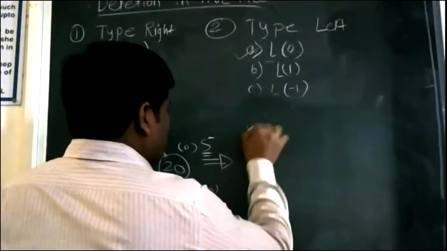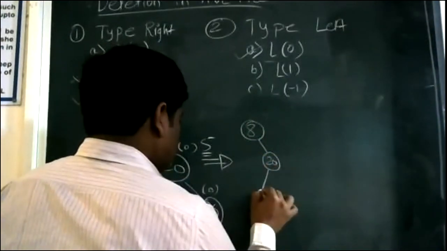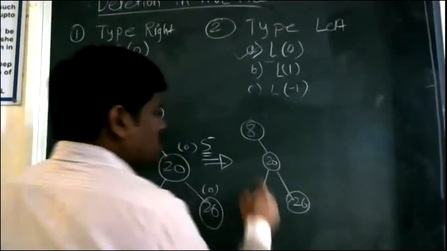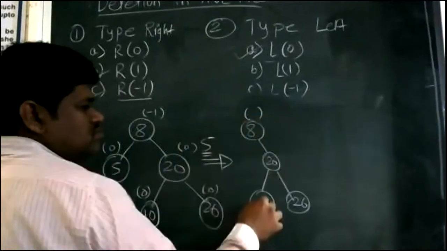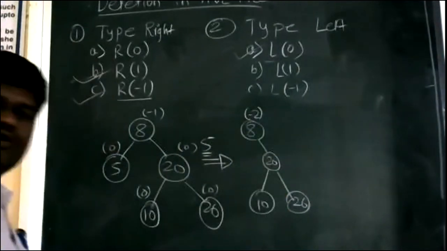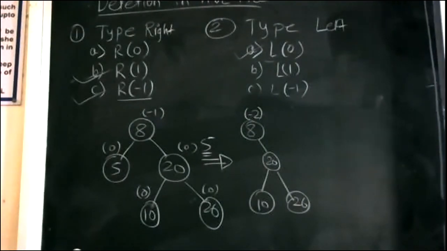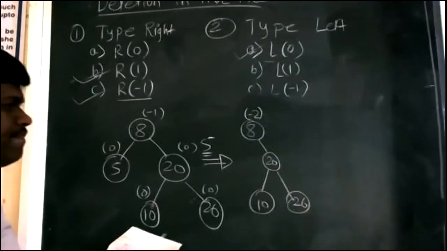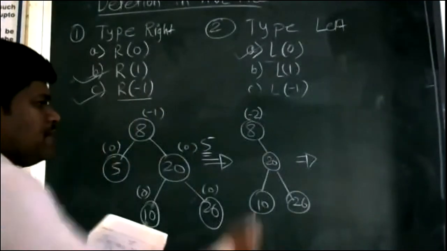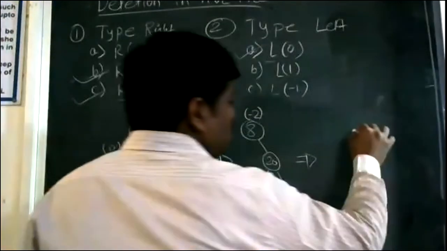After deletion of 5, what is the tree? 26. Now what is the balance factor of 8 here? -2. Is it balanced or unbalanced? Unbalanced. Now how to convert it into a balanced one? Which rotation do you need to apply here? Can I apply left rotation here? So 20 will take the ownership of 8. Left rotation.